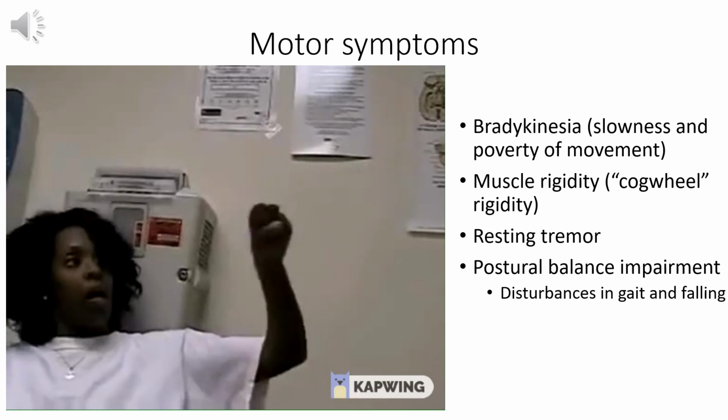And the doctor also gives a push from the back. You can see that she's unable to maintain her balance, and hence she falls back. Next, they look at muscle rigidity, and this also demonstrates slowness or poverty of movement.